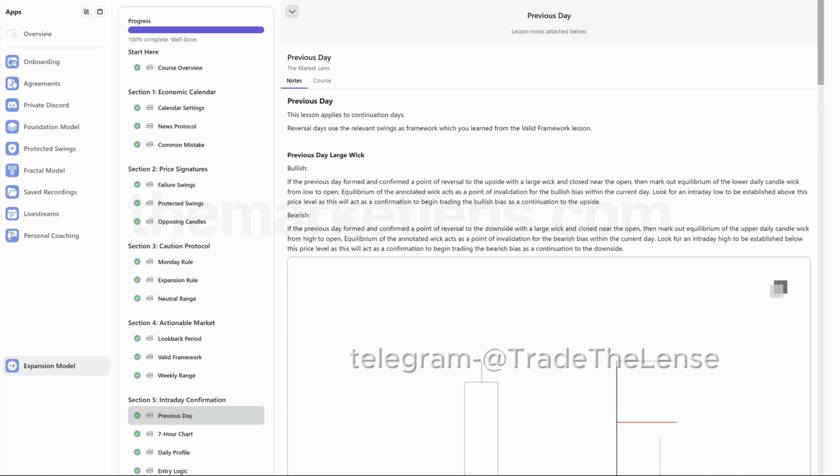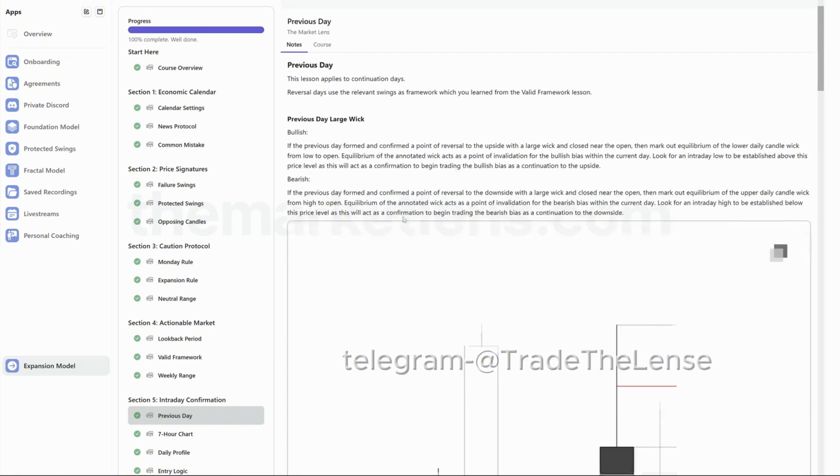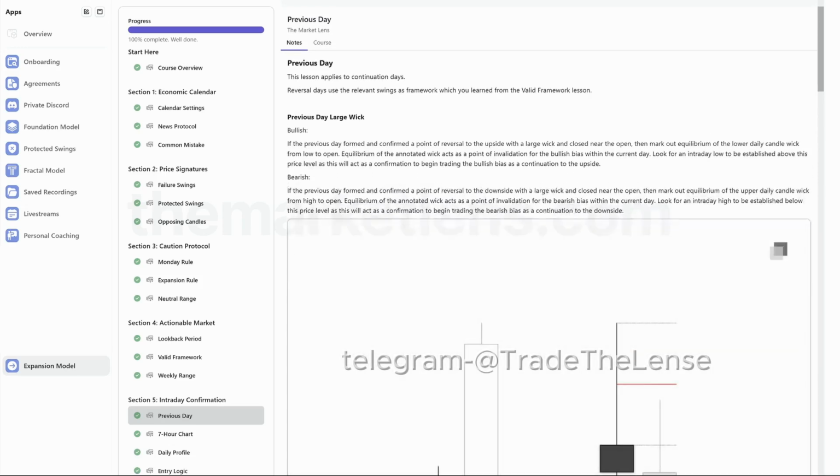This applies to when we are looking for continuation days. We're trying to set that invalidation point, because on reversal days we don't have that. It's just that valid framework where you're going to have a relevant swing that the market is opening near, and that's going to be your framework for the day on a reversal. But continuation days, we're going to look back into what the previous day did and find that invalidation point. So this is pretty simple. This is stuff you guys likely already understand.